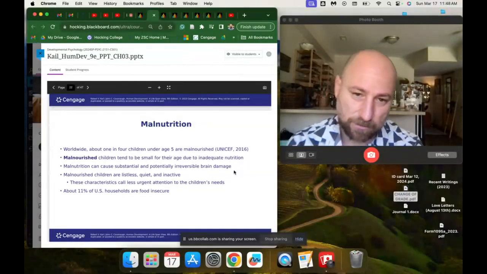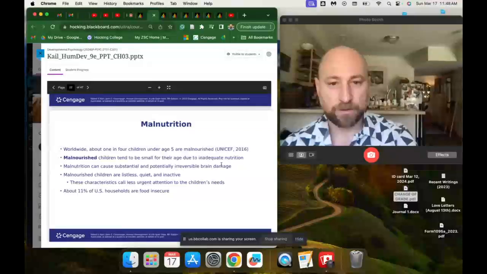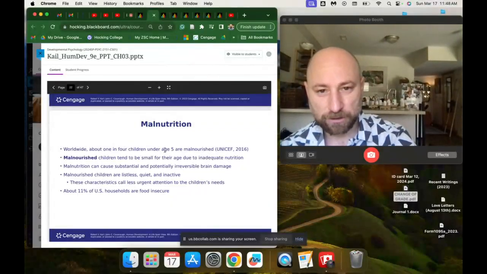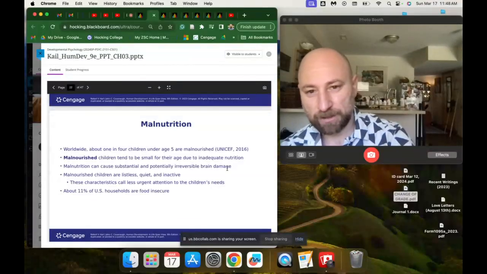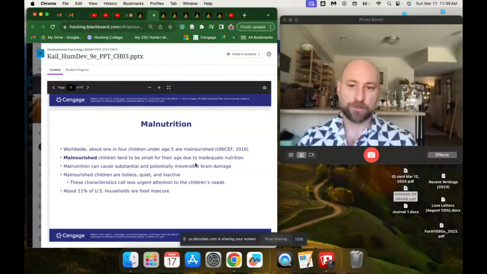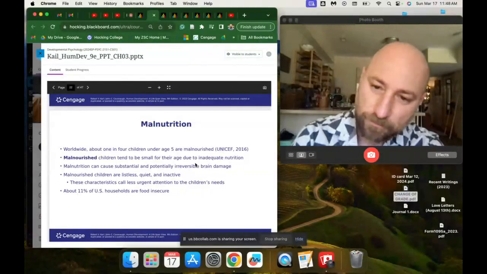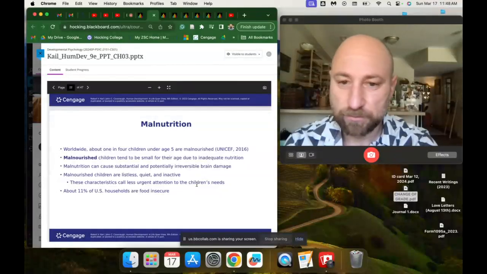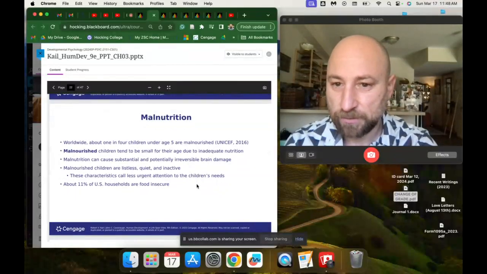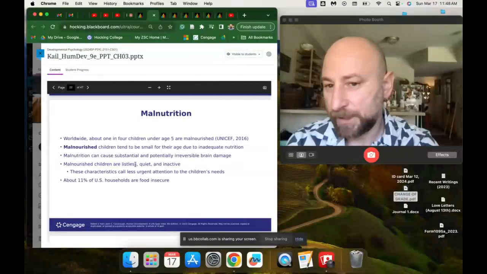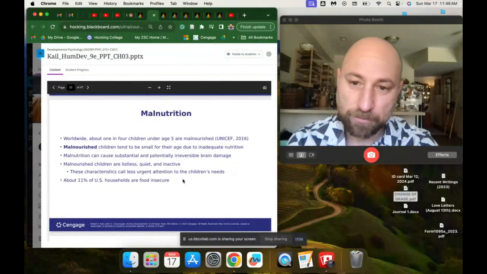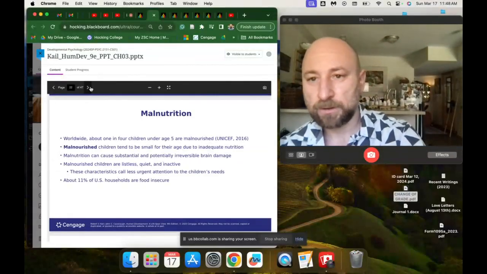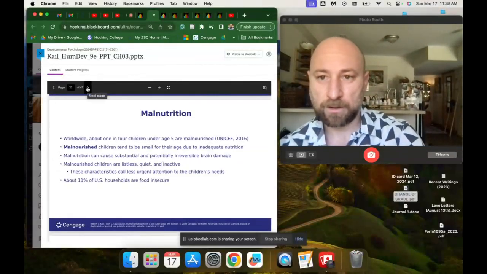I mean, this is kind of crazy. Of course, I'm thinking about all the children in Gaza who are starving right now, but 1 in 4 children are malnourished, and malnourishment can cause irreversible damage, which is really sad. These characteristics call less urgent attention to the children's needs, meaning that they're quiet and inactive. About 11% of U.S. households are food insecure, unfortunately.